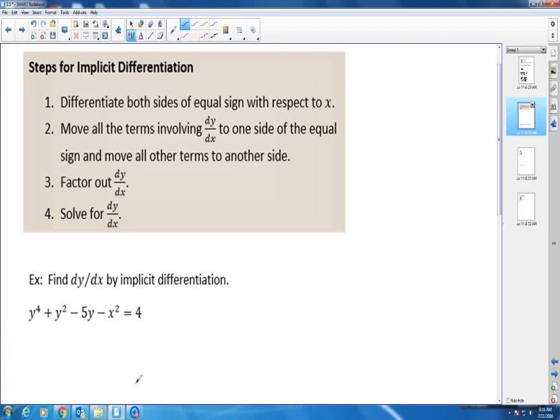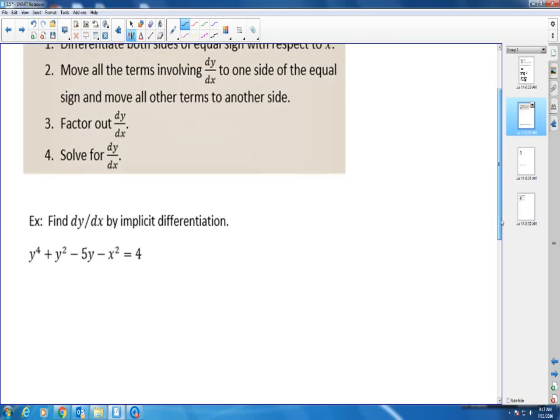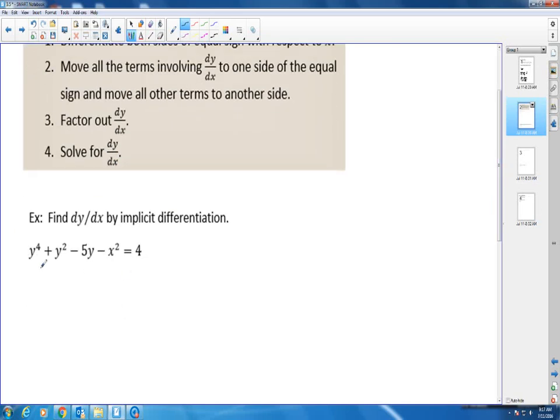Alright, some of the steps. So for this problem here on your handout, if I want to find dy dx, we will differentiate both sides of the equal sign with respect to x first. Then we move all the terms that have dy dx to one side and all the other terms to the other side. Factor out your dy dx and solve for it. So real simple, this is how it works. I got 1, 2, 3, 4, 5 terms here. Take the derivative of the whole left side and the whole right side.